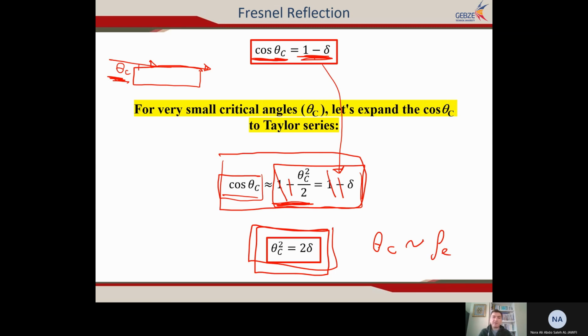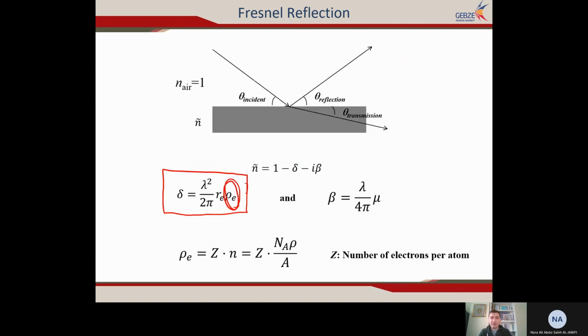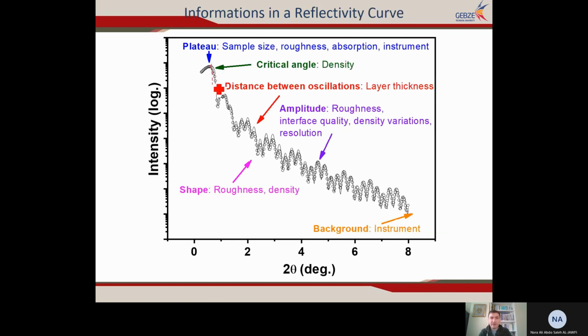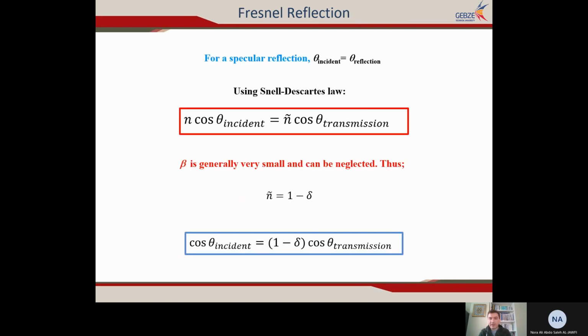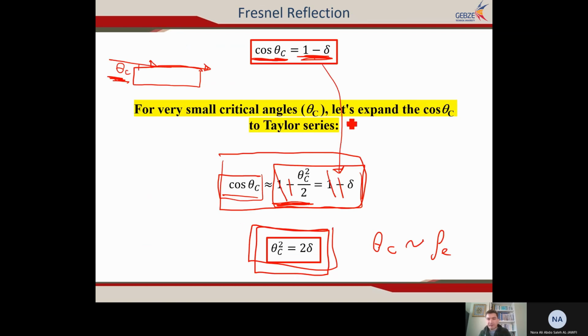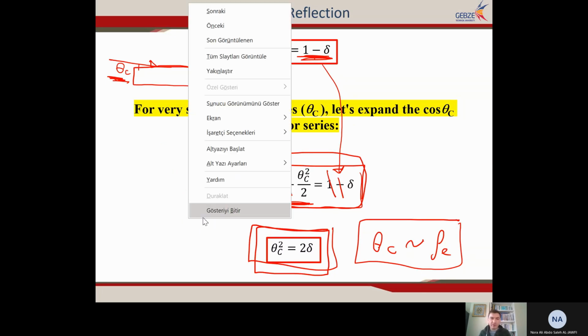Look at the X-ray reflectivity curve here. This was the critical angle where the X-ray intensity starts to decrease. This is the critical angle, and it gives us information about the density of the material. Now we have found this theoretically: the critical angle is related to the electron density of the material. And what happens at this critical angle? Let me talk about this one.